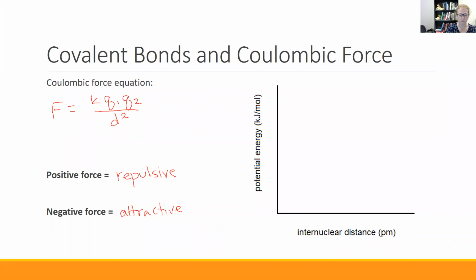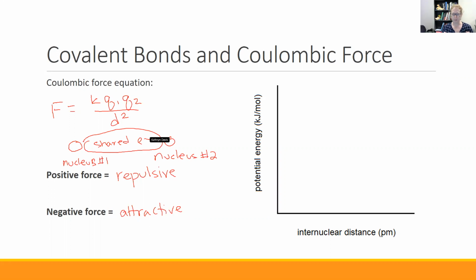We have a nucleus, right? And we have another nucleus because it's the sharing between two atoms. And so each atom brings its own nucleus. And then the space between them is where the shared electrons are. What I want you to think about then is that a covalent bond is a trade-off of forces.